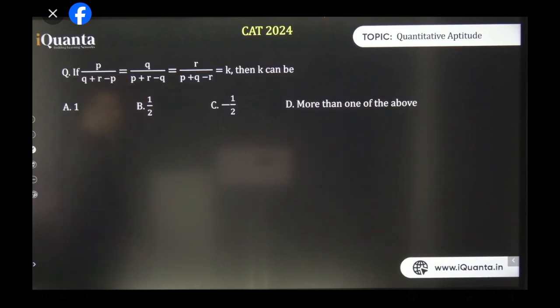चलो. Now let us try to solve this question. P upon q plus r minus p is equal to q upon p plus r minus q is equal to r upon p plus q minus r. That is equal to k. So what can be the value of k from these options?